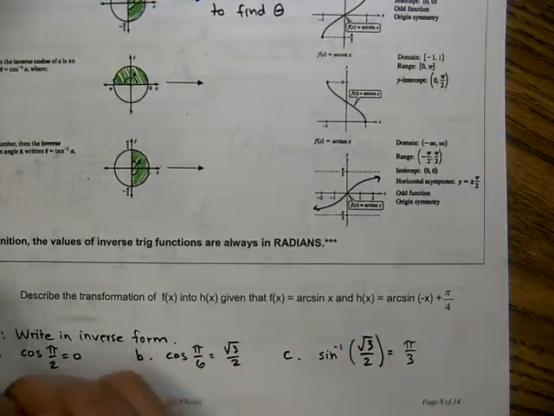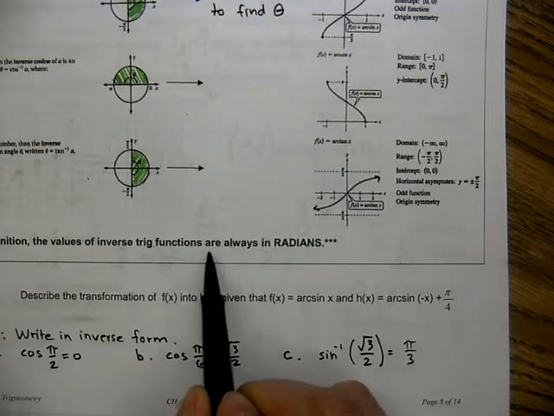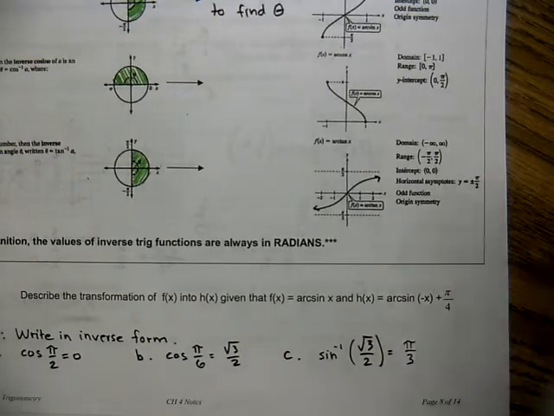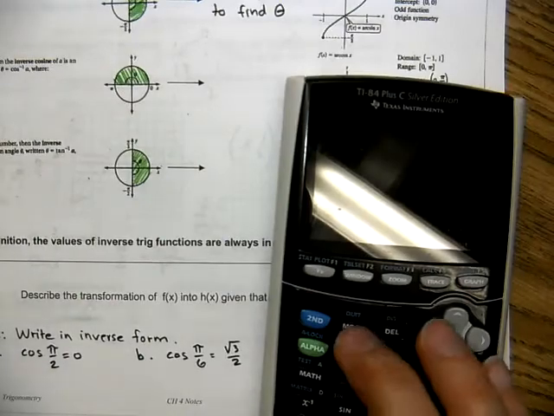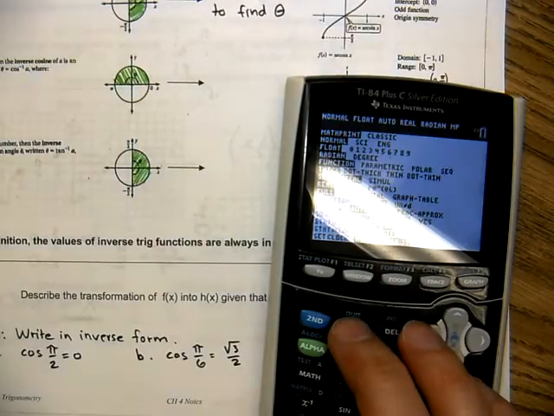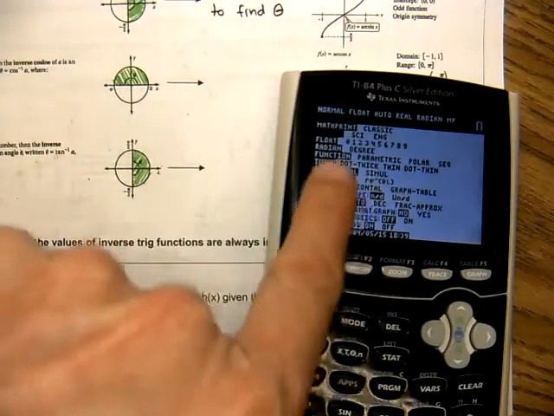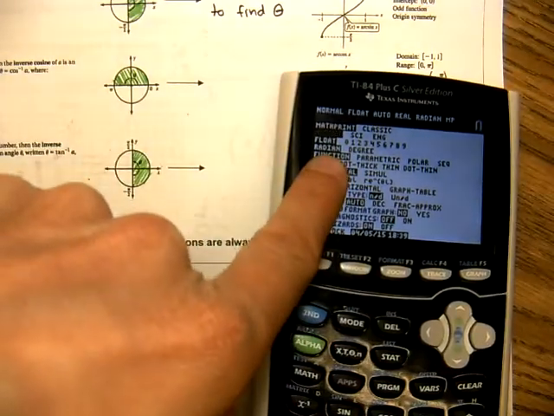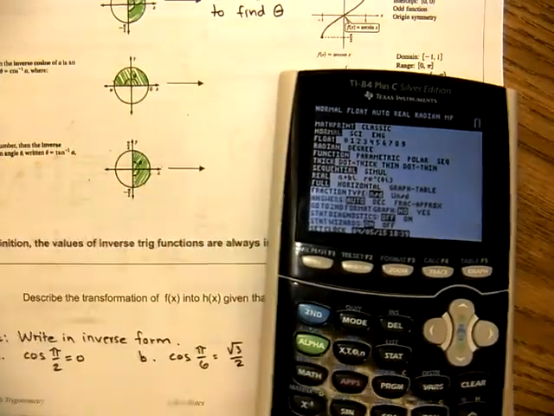So, by definition, the values of inverse trig functions are always in radians. That means your calculator, when we use that, must be in radian mode. So make sure that you go to your mode button and you turn it into radians instead of degrees for a few of the problems.